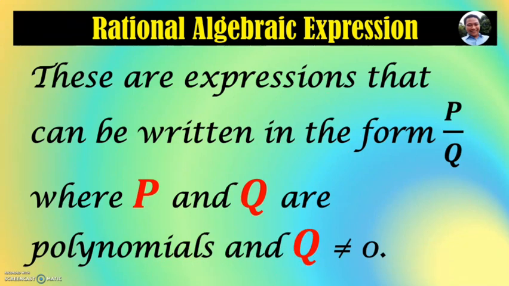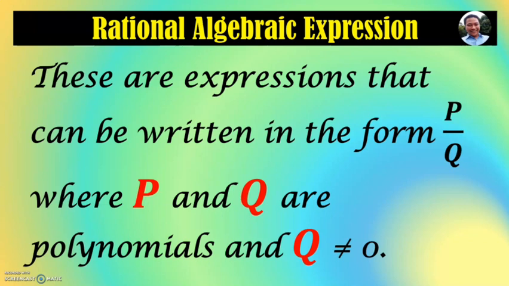Rational algebraic expressions are expressions that can be written in the form P over Q. Take note, a rational algebraic expression is in the form of a fraction, wherein P and Q are polynomials and Q is not equal to 0. P should be a polynomial, Q should also be a polynomial, and there is a restriction here: Q should not be equal to 0.